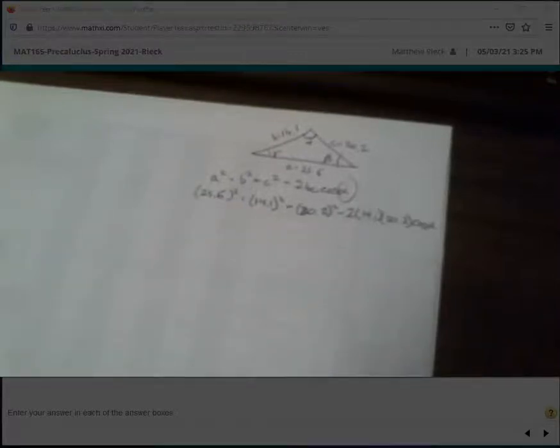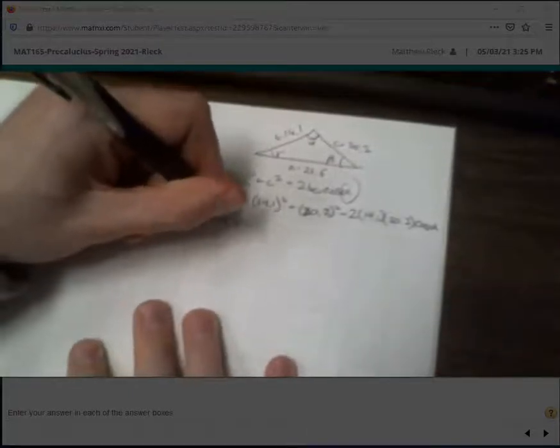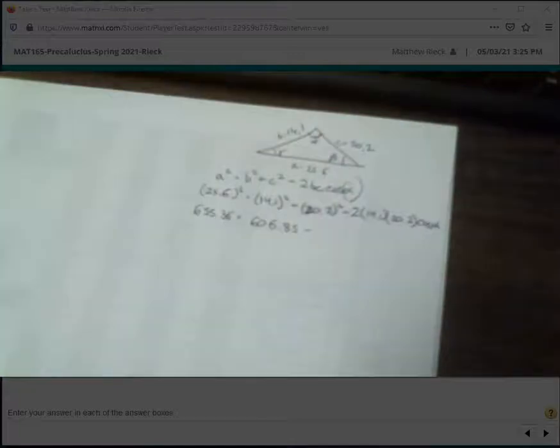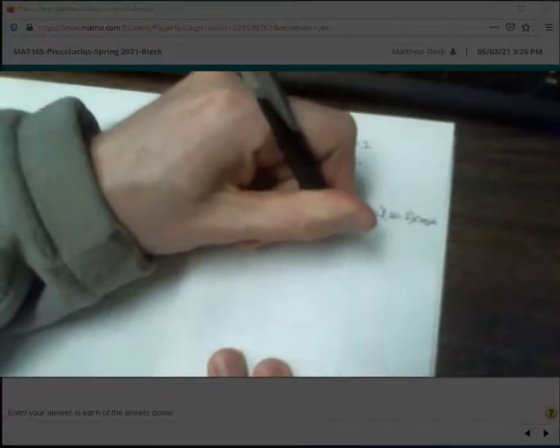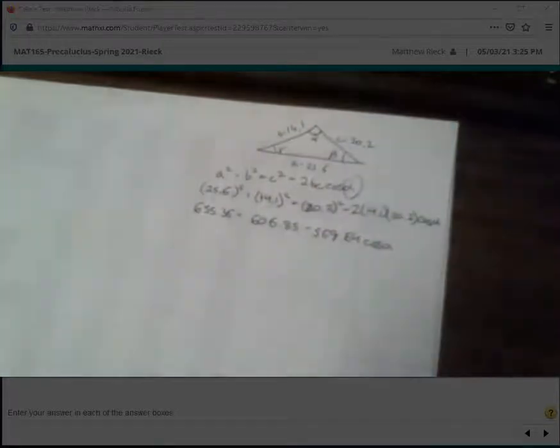So 25.6 squared is 655.36. If I take 14.1 squared and add 20.2 squared, that's going to be 606.85, minus, so if I take 2 times 14.1 times 20.2, you get 569.64, and then we have cosine of alpha still coming along for the ride there.